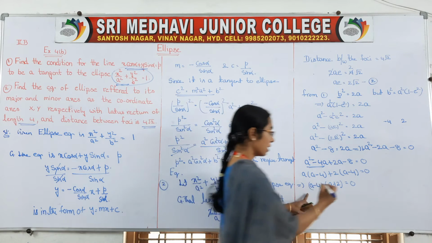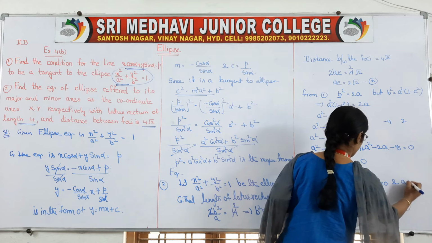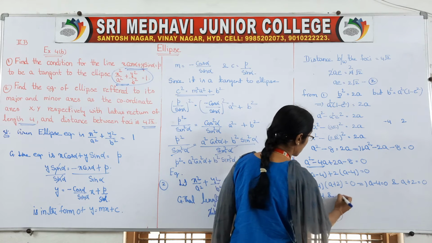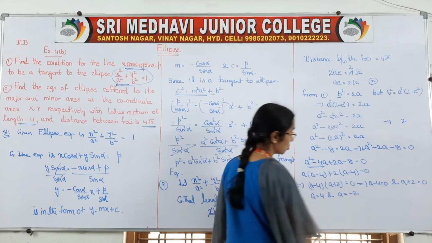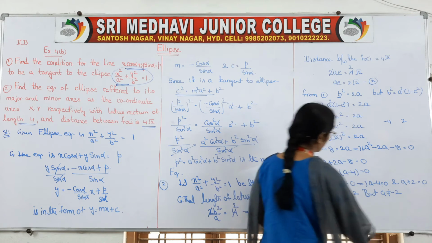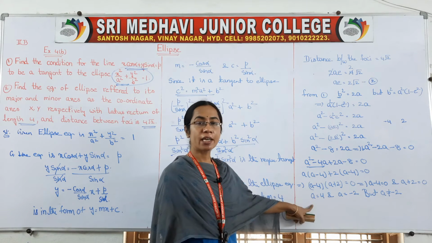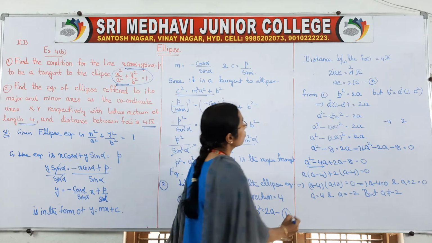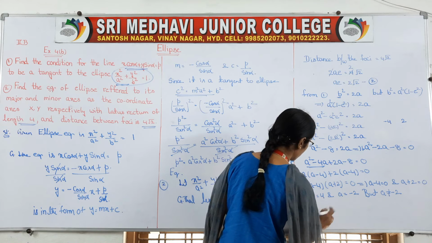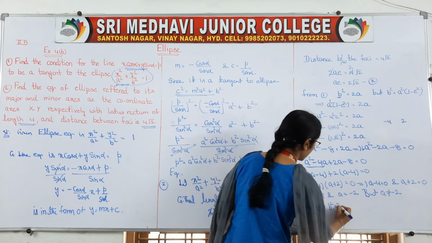So we got two a values: a minus 4 is equal to 0 and a plus 2 is equal to 0. So a is equal to 4 and a is equal to minus 2. But a cannot be minus 2, as a should always be a positive value. So we go for a is equal to 4. Then from the first equation, what is your b square? From the first equation, b square is equal to 2a.